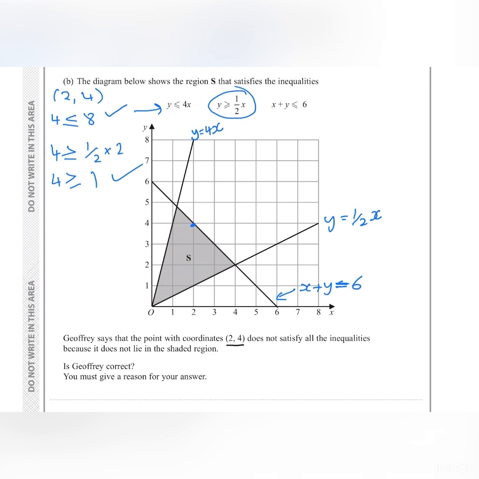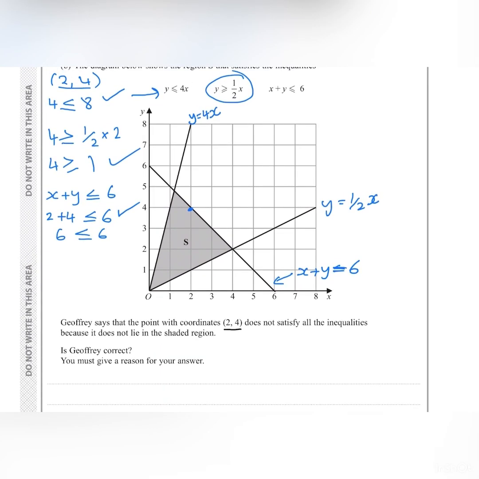And the last one, x plus y. Okay, so if we add the coordinates together, 2 plus 4, is 6 bigger than or equal to 6? Yeah, it does. So it also satisfies, because we've got 6 on this side here and we've got 6 here. So it definitely satisfies all three inequalities. So Jeff, I'm just going to write Jeff and give him a nickname, is incorrect. Okay, and that's because of the reasons that I have given you above, the working out.